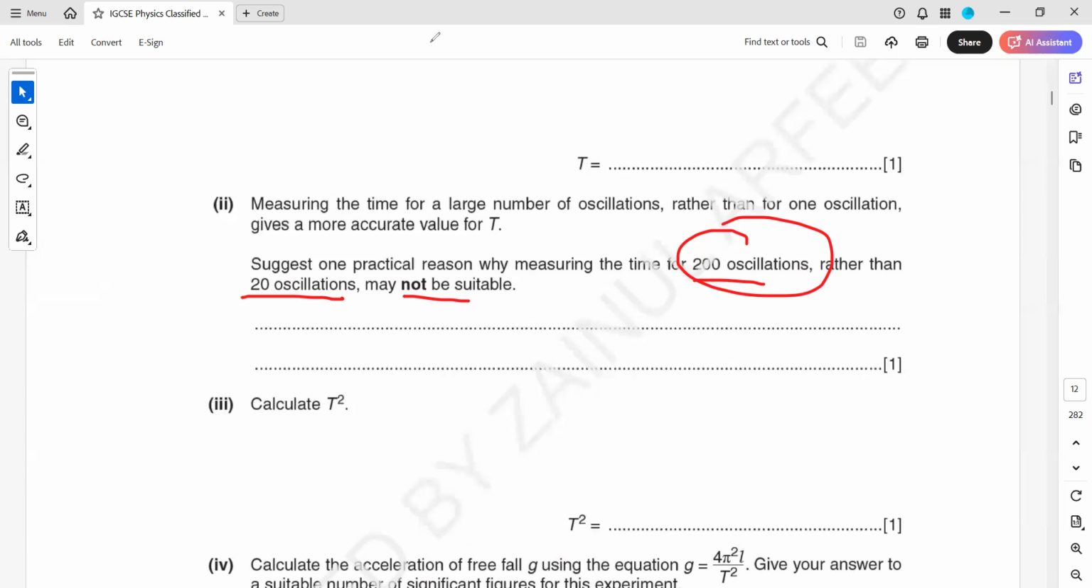So for the practical reason, you can say you may miss the count. You may miss the count of the oscillations, or the pendulum might stop before completing the 200. So write the second reason as well.